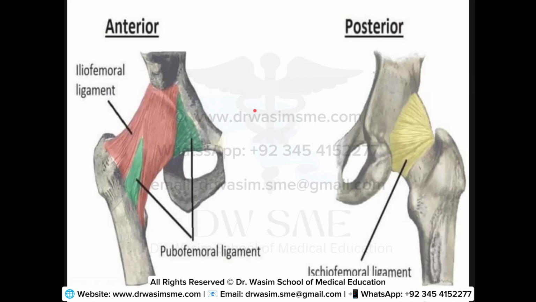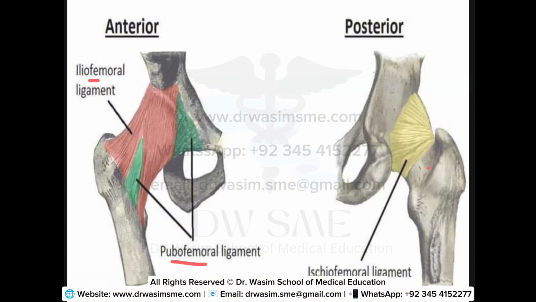There are three important ligaments: the iliofemoral ligament, pubofemoral ligament, and the ischiofemoral ligament. So we have three bones which make the acetabulum. We have discussed this in the bony section. We have the ilium, pubis, and ischium.